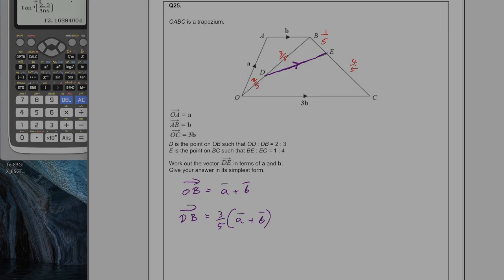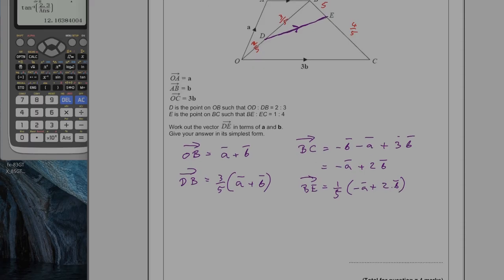Right, I'm also going to look at B to C. So B to C, first of all, is going to be equal to minus b minus a plus 3 lots of b, which will simplify to being minus a plus 2b. And we're actually after 1/5 of that. So B to E is going to be equal to 1/5 of minus a plus 2b.